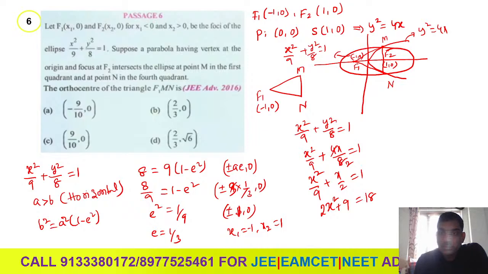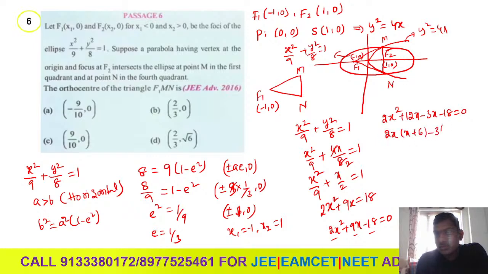2x square plus 9x is equal to 18. From this, 2x square plus 9x minus 18 equal to 0. So 36 is the product, 9 is the sum. Then 2x square plus 12x minus 3x minus 18 equal to 0. 2x, if we take common, x plus 6, minus 3 if we take common, x plus 6. Then x is equal to 3 by 2 or x is equal to minus 6.